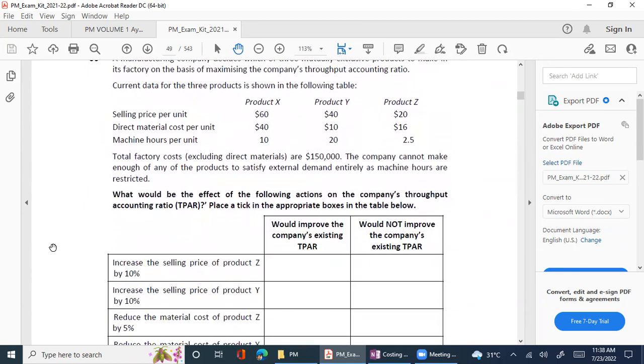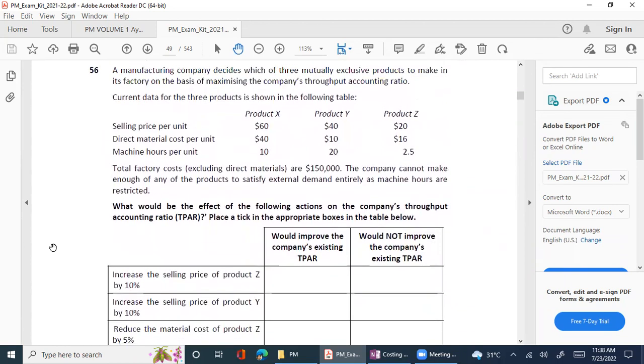Okay, first of all, let's have a look at question number 56. A manufacturing company decides which three mutually exclusive products to make in its factory on the basis of maximizing the company's throughput accounting ratio.